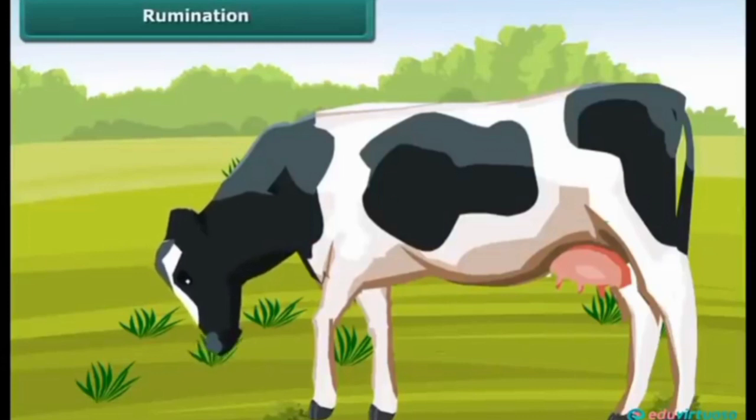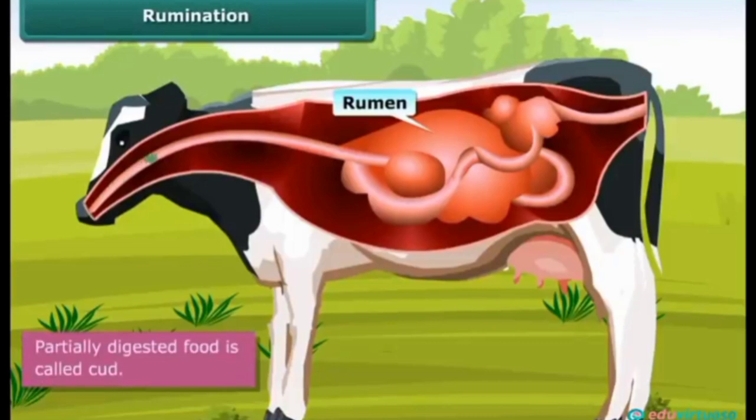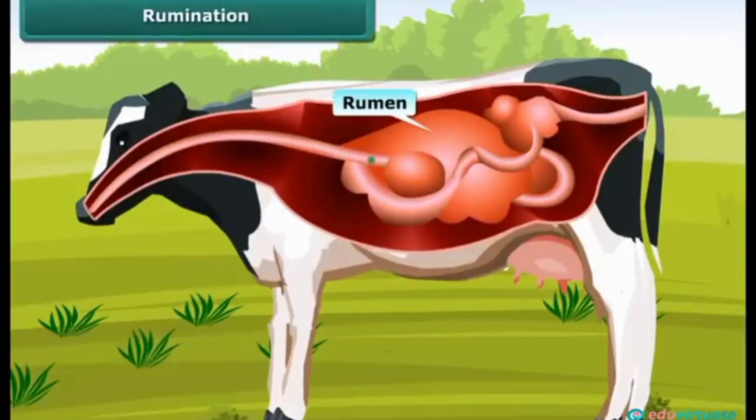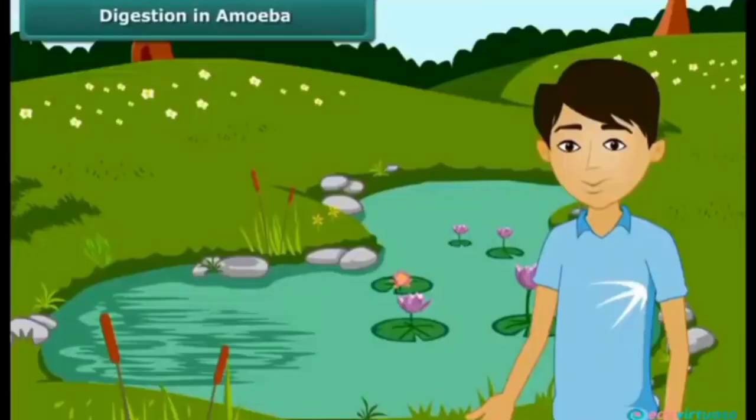Next are the ruminants. The grass eating animals are called ruminants, and their digestive system somewhat differs from the human digestive system. Here the rumen is present. In the rumen the partially digested food is stored. After that it again comes back to the mouth of the cow, and the cow starts chewing the food again. This process is known as rumination.